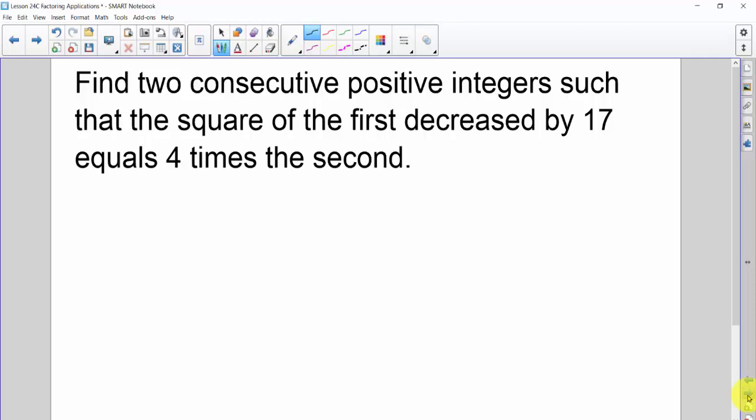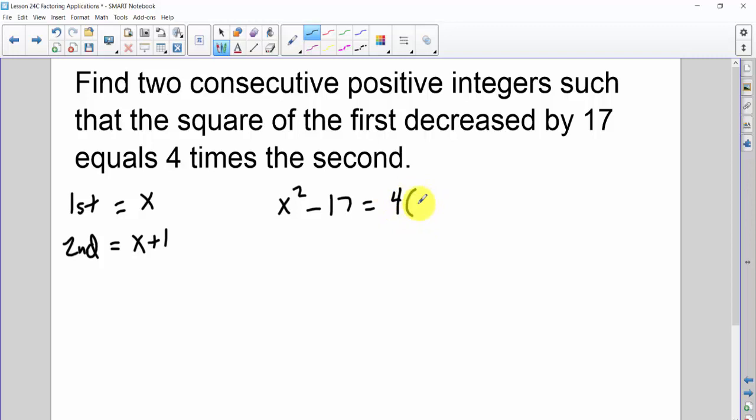Find two consecutive positive integers such that the square of the first decreased by 17 is equal to 4 times the second. So I'm just going to go through there again and prepare this. Got the first consecutive integer and the second consecutive integer, and I know the first one will be x and the second one is 1 away since they're consecutive. I need the square of the first. The first guy is x, so x squared decreased by 17 is equal to 4 times that second value.